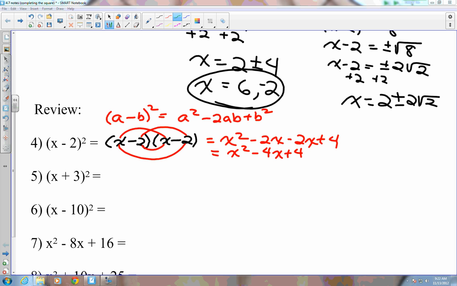Okay? In this case, my a is x, and my b is 2. So my a minus b is x minus 2 squared. So when I use the pattern, a squared is going to be the x squared, minus 2. Now the a is still x.